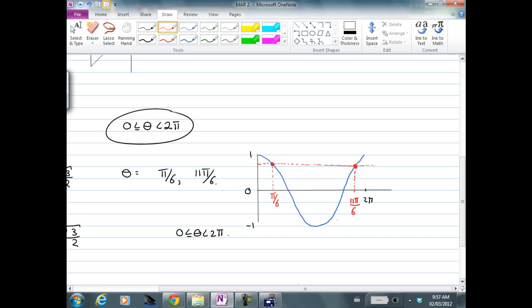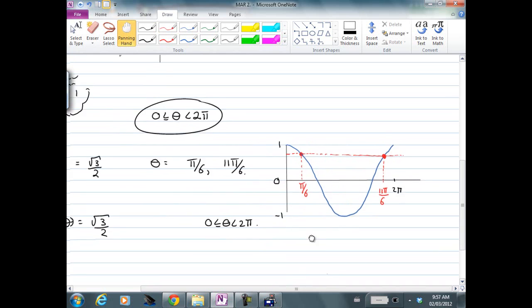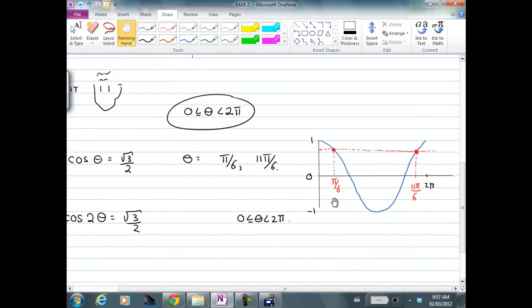How do you know those are pi by 6 and 11 pi by 6? Oh, not yet. Show us where our answers came from. I'm going to show you where. See, this is for cos y equals cos theta, not cos 2 theta. I haven't drawn 2 theta yet.